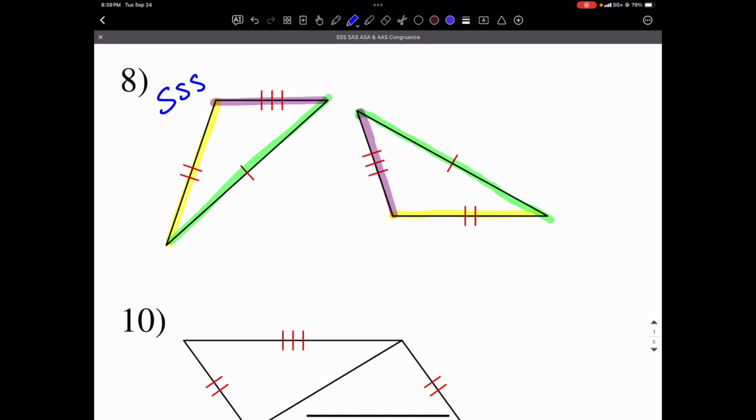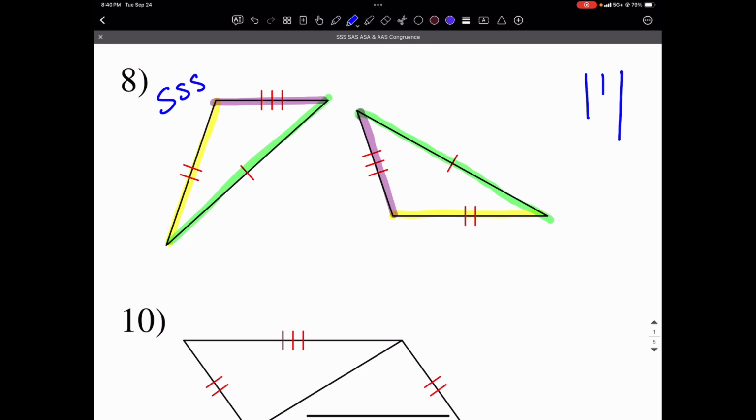If I gave you 3 side lengths, 1, 2, 3, and I told you to create a triangle based on that side length, and I gave the exact same side lengths to 5 other people, all 6 of you will have the exact same triangle. There's no other way for it to be formed.